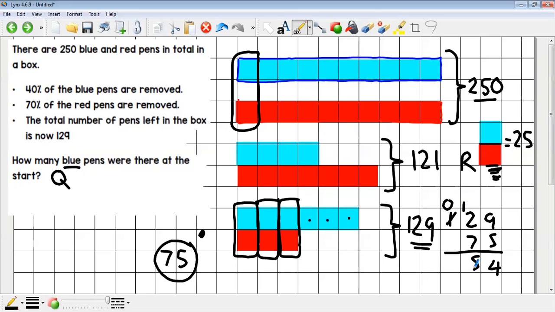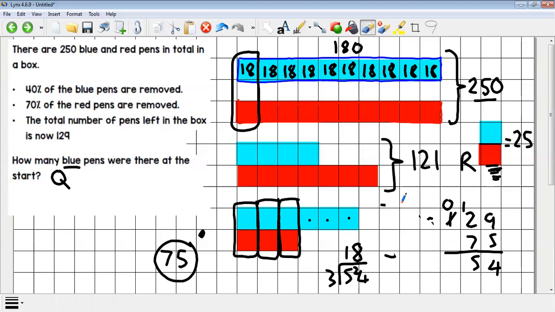So to find out one blue bit, I can divide it by 3. 54 divided by 3. Pretty sure it's going to equal 18, but let's just double check. Yep, there we go. Right, so those blue bits are worth 18. Okay, like so. So I've got 10 18s, which are worth 180. So there are 180 blue pens.